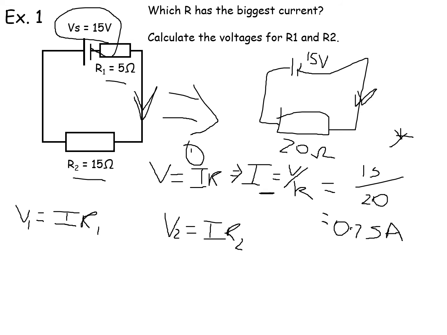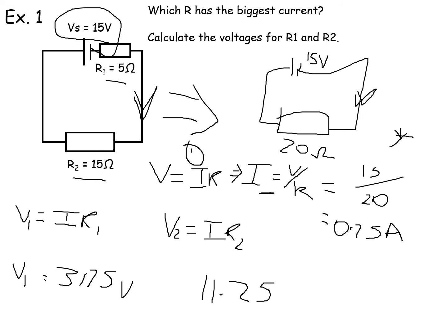Okay, now I'm going to skip ahead and give you the answer because I don't want you to get too bored waiting for me to tell you the exam technique. You should be doing that off the top of your head by now. But V1 is equal to 0.75 times 5. So the answer is 3.75 volts. Right? Remember that units because that gives you the final mark along with your correct answer. V2 is 0.75 times 15, which is 11.25 volts.